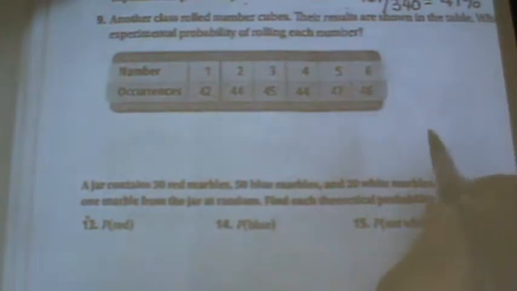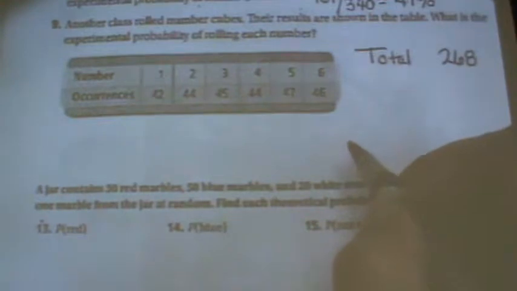So I need to know how many times was that die rolled? Anyone have that number for me? I need you to add up all these. That's the total number of times it was rolled. 268 is correct. All we do is add these up. So if we want to know what's the probability based on this experiment of getting a 1, it would be 42 out of 268. Convert that to a percent for me.